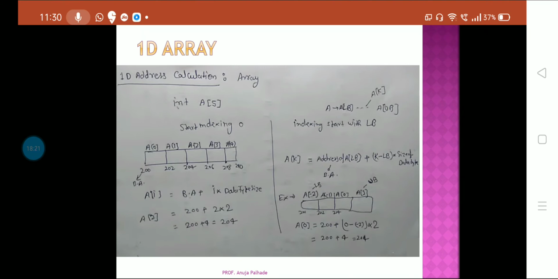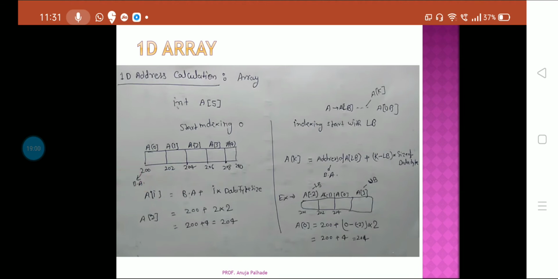For the whole array, your base address will be 200. So 200 plus, for which index are you going to find the base address? Index 2. That's why we have taken index 2 here, and the size per cell is 2 bytes. So 2 multiplied by 2 is 4, and 200 plus 4 is 204. Here you can see that A of 2 has base address 204. Only for A of 2 your base address is 204, but for the whole array your base address is 200 here.